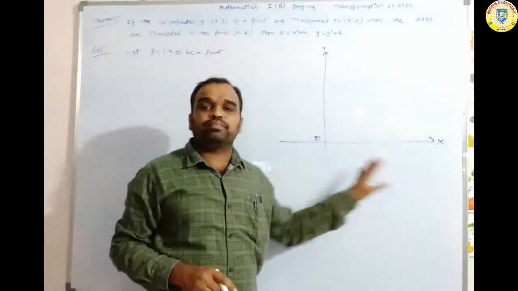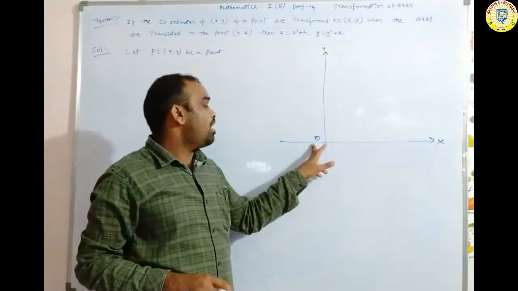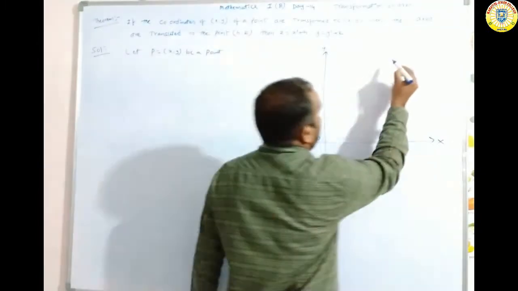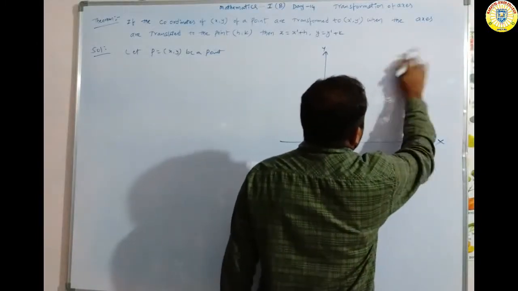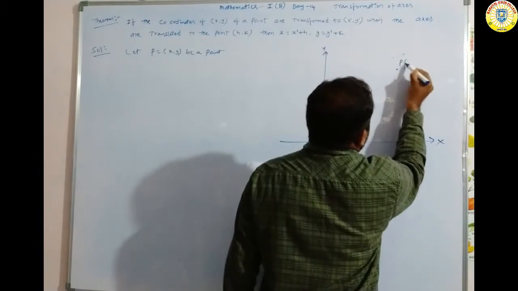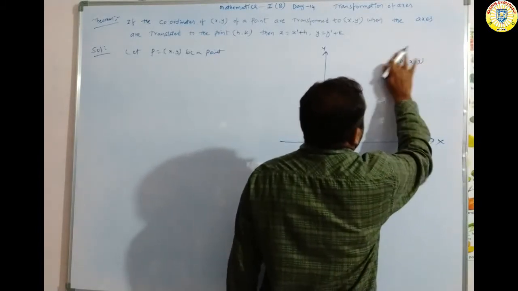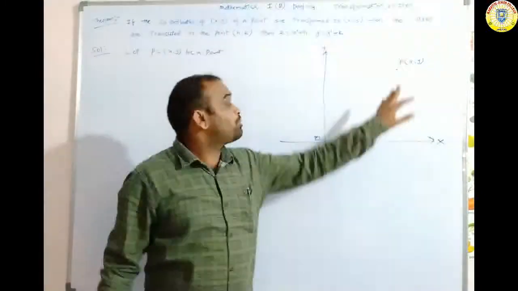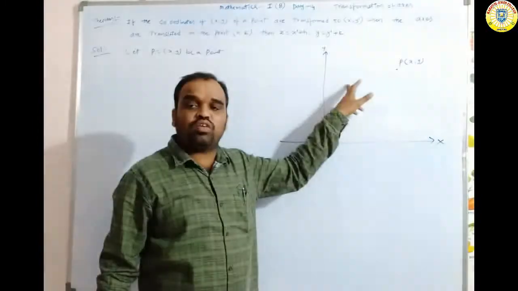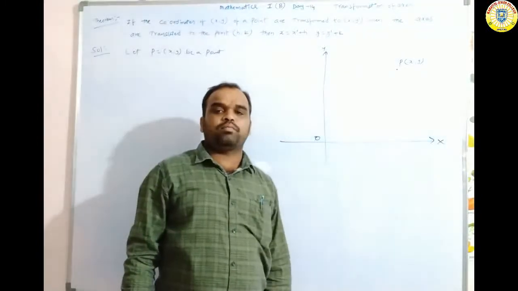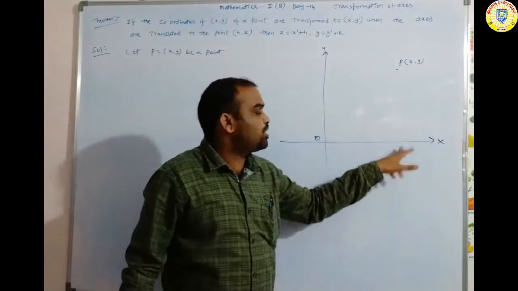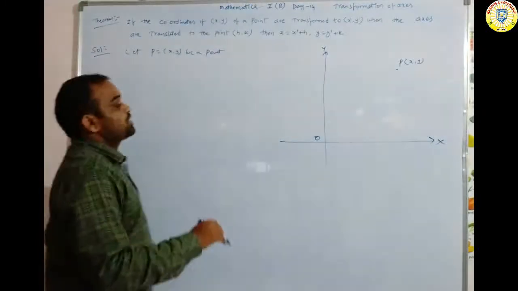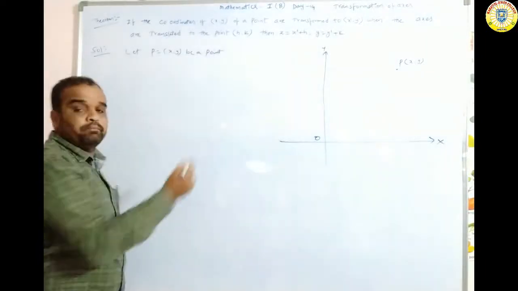In this coordinate system, with the origin, x axis and y axis, we take one point P. The coordinates of P are (x, y). Here x indicates the perpendicular distance from the point P to the y axis, and y indicates the perpendicular distance from the point P to the x axis. So first we take P = (x, y) as a point.